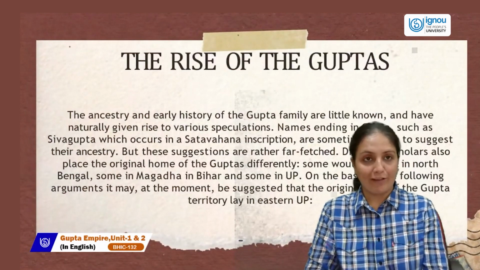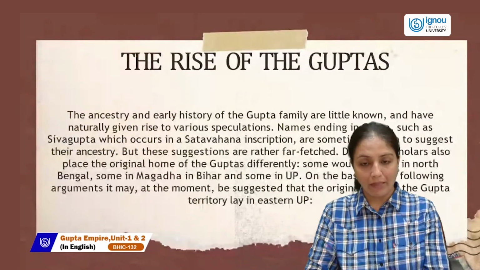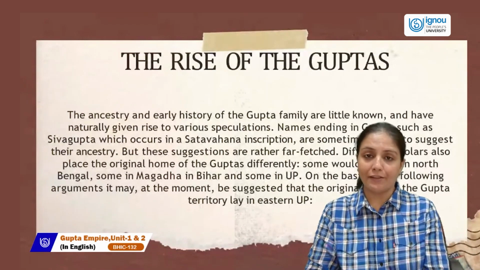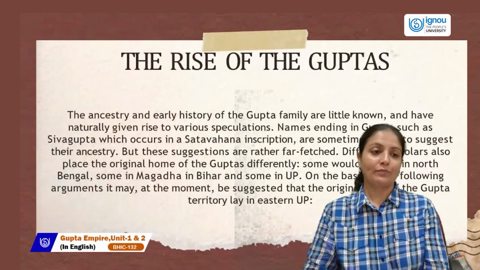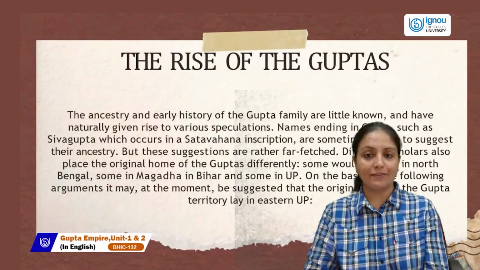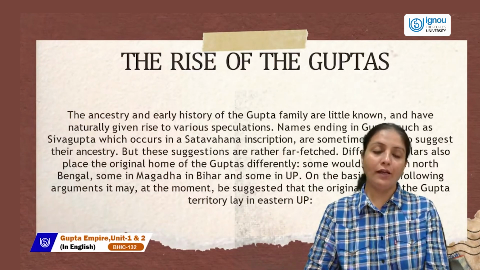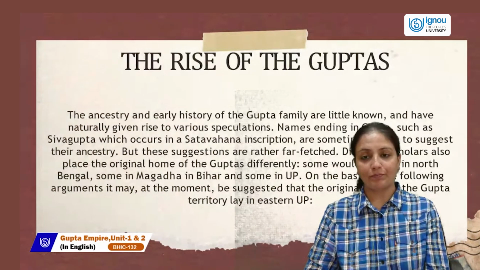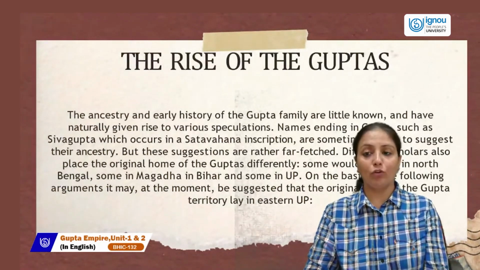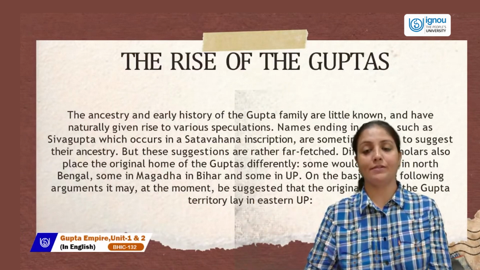Now, we have studied some important chiefdoms. Now, we will start with how the Guptas rose at that time. The ancestors and early history of the Gupta family are little known and have naturally given rise to various speculations. Names ending in Gupta, such as Sivagupta, occur in Satvana inscriptions.